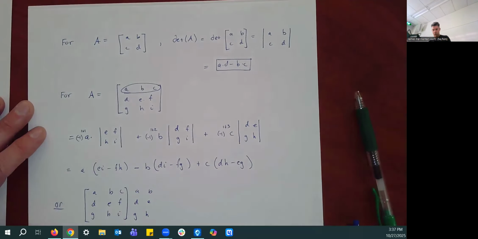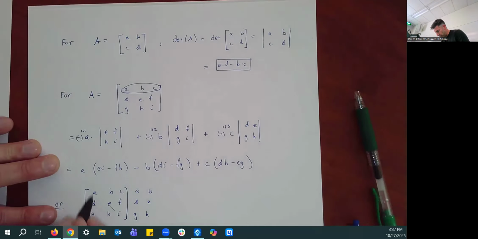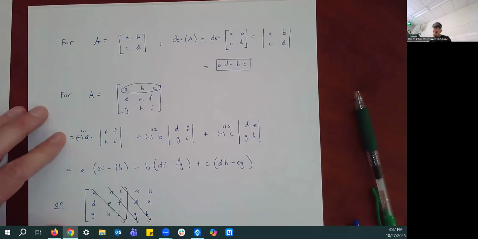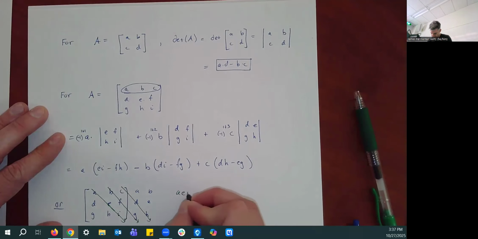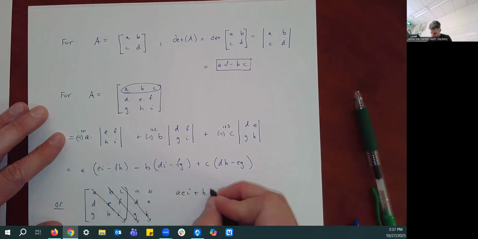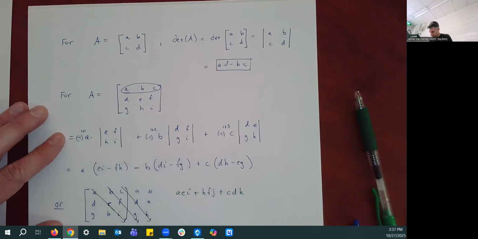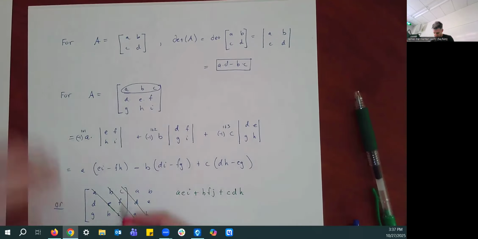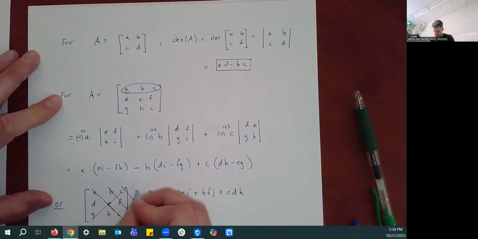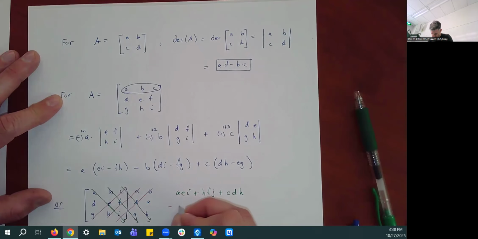And then what you do is you multiply these things together this way. So you're going to have A times E times I plus B times F times G plus C times D times H. And then you do the opposite thing going the other way. So minus that times that times that, that times that times that, that times that times that. So it's going to be minus CEG minus AFH minus BDI.